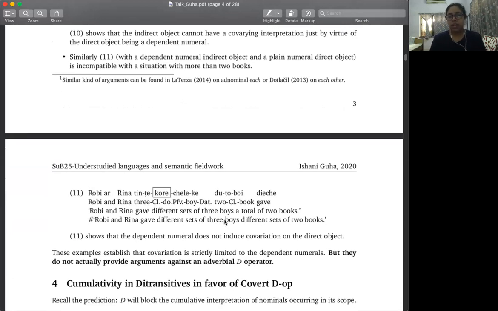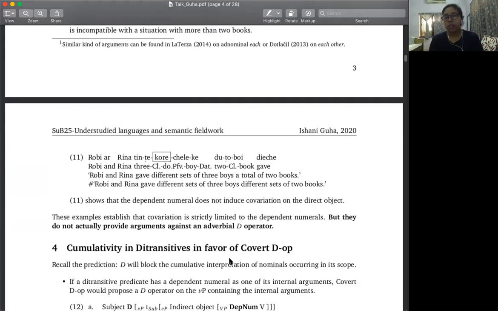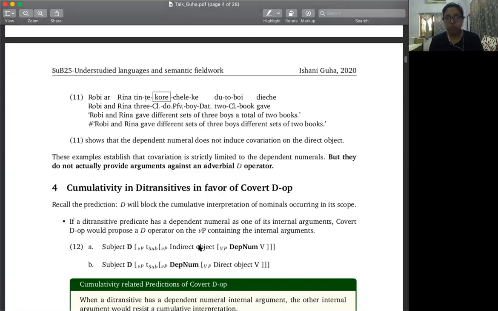But all these examples establish is that covariation is strictly limited to the dependent numerals. They do not actually provide arguments against an adverbial D operator. So now I'll argue in favor of covert D from cumulativity in ditransitives.